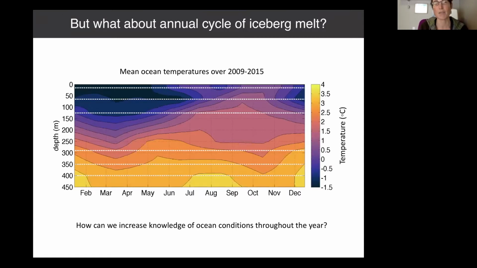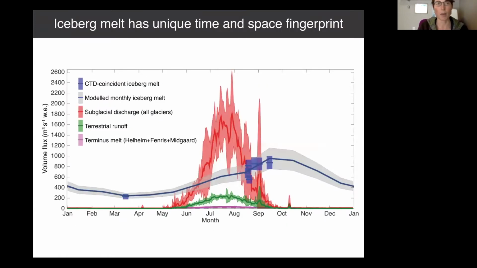So using this and feeding this information then into our iceberg melt model, we're getting at monthly iceberg melt, and then we're combining that with those different sources of information I mentioned earlier for these other freshwater sources. And this is what we end up with. I'll start here at the bottom where we have terminus melt, and this is a combined total from Helheim, Fenris, and Midgard. In mid-fjord in Sermilik, there is some other ice that has a marine connection that's not included, but you can get the sense here are totals there.